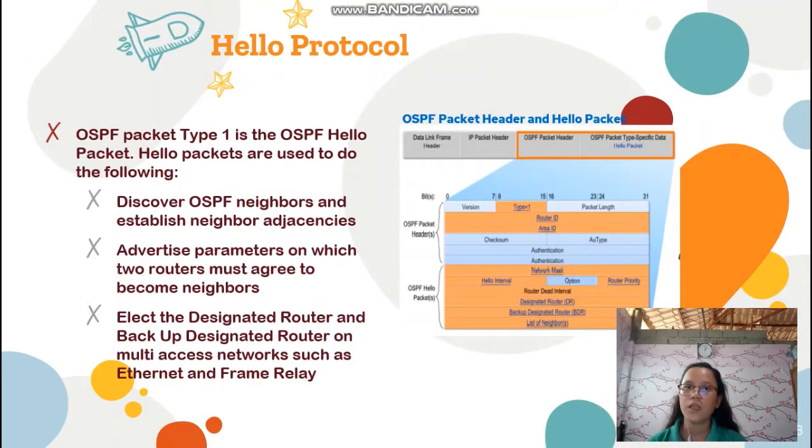Hello protocol. Figure 11.3 shows the OSPF packet header and hello packet. So let's focus on the uses of the hello packet. OSPF packet type 1 is the OSPF hello packet. Hello packets are used to do the following. First, discover OSPF neighbors and establish neighbor adjacencies. 2. Advertise parameters on which two routers must agree to become neighbors. Number 3. Elect the designated router and backup designated router on multi-access networks such as Ethernet and Frame Relay.